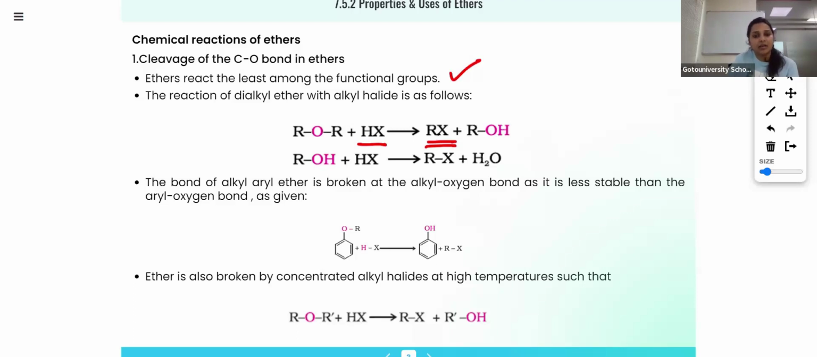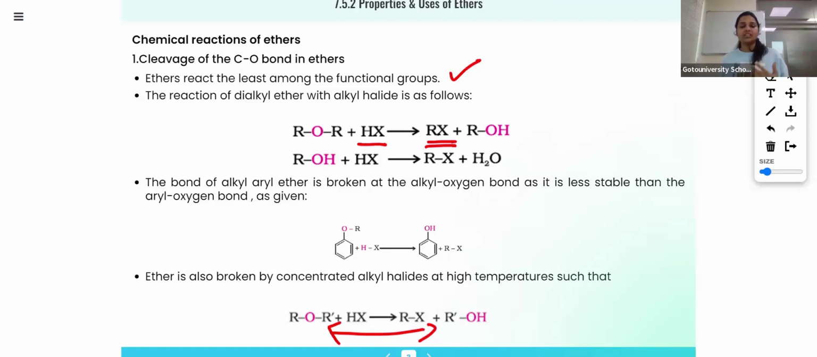If you are taking alcohol, the same thing will happen. The bond of an alkyl aryl ether is broken, and the alkyl-oxygen bond is less stable than the aryl-oxygen bond. Here the ether's OR bond is converted into phenol. Ether is also broken by concentrated alkyl halide at high temperature. So this is another reaction. Here the alkyl halide is produced.